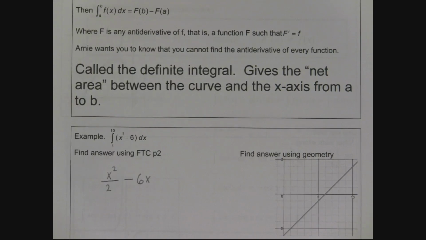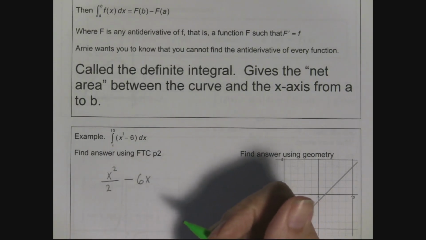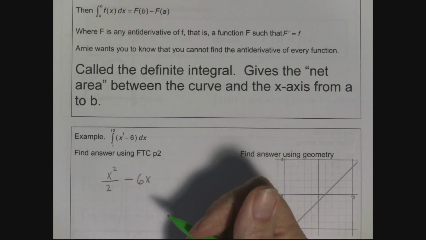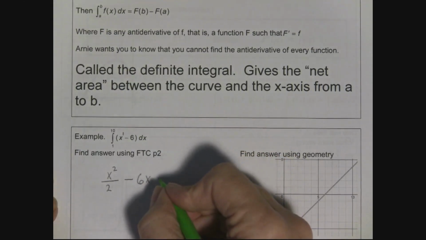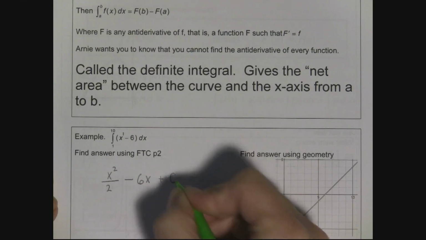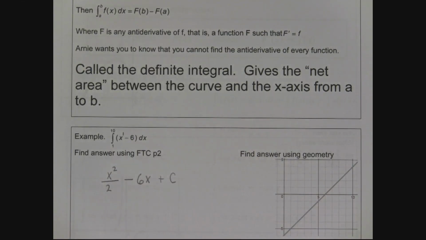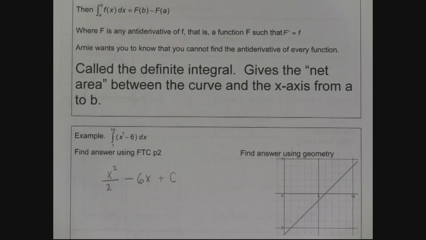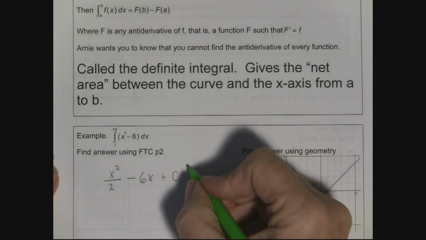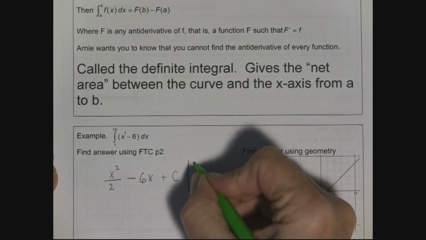In chapter 3.9, you always had the plus a constant. I want to show you why you don't have to worry about the constant here. I'm going to put the plus a constant so that I can show you why you could ignore it. Is that okay? In chapter 3.9, when we were finding antiderivatives, we always had plus a constant. I want to show you why on the definite integral, when you have bounds, you don't need that constant. So I'm going to evaluate this from 1 to 10.